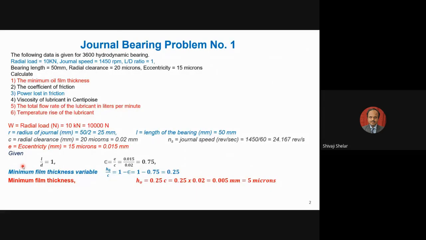So the first problem, I am reading the text. So we can note down what are the given things, and then we can proceed how to do the calculation. The following data is given for this 360 degree hydrodynamic bearing. Radial load is 10 kilonewton. Journal speed is 1450 rpm. Length to diameter ratio for bearing is 1.